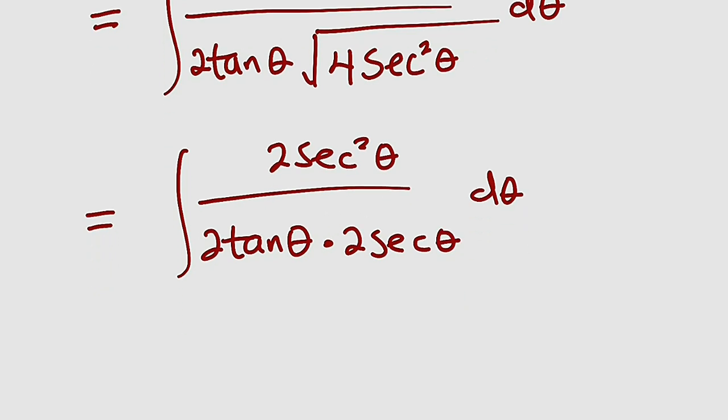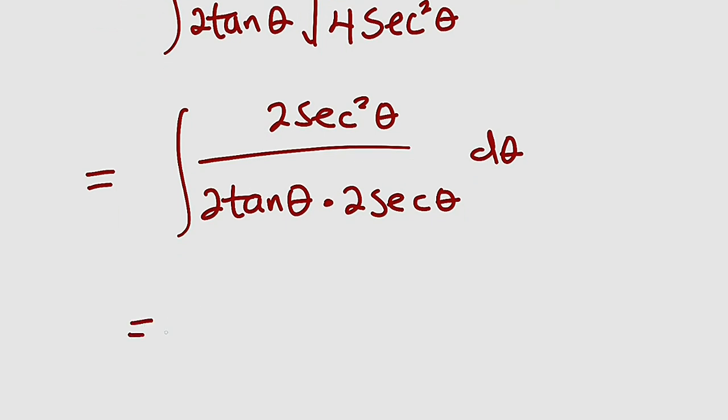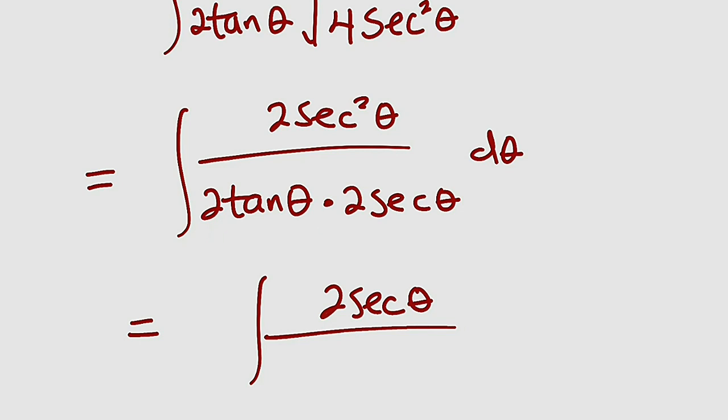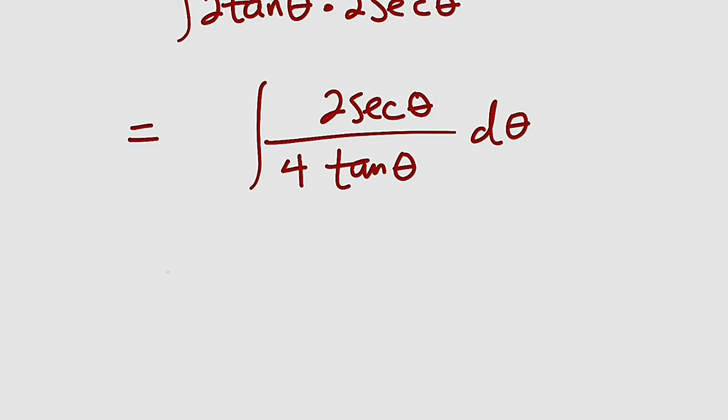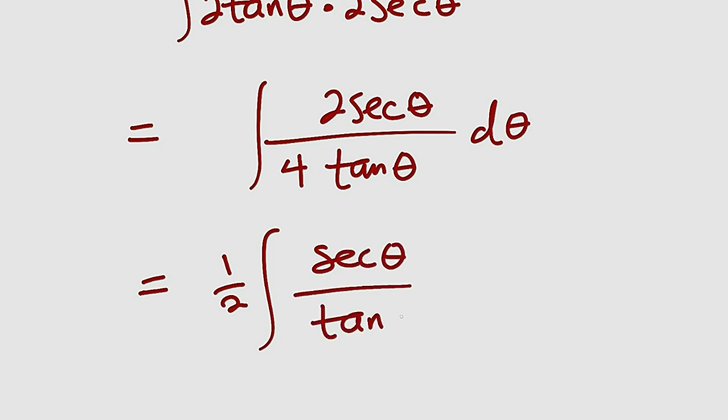From the top to bottom, we have secant theta in common. So let us cancel 1. So to the top, we are going to be left with only 2 secant theta. To the bottom, we have 2 times 2, which is 4. Then we have tan theta. Because secant theta has cancelled, we have d theta here. 2 over 4 is 1 over 2, and it is constant. We can bring it out. So this is equal to 1 divided by 2 multiplied by the integral of secant theta divided by tangent theta d theta.